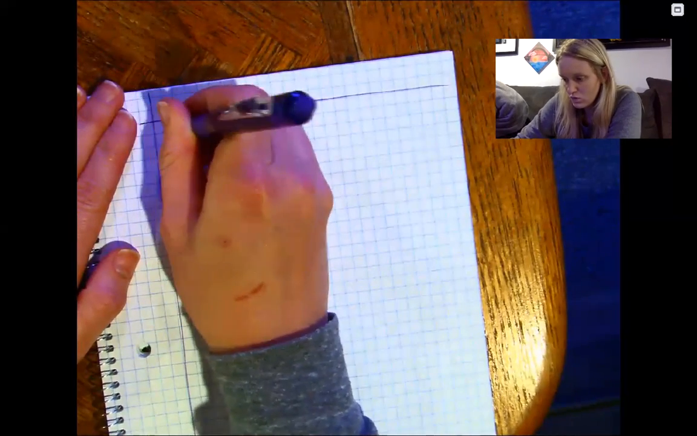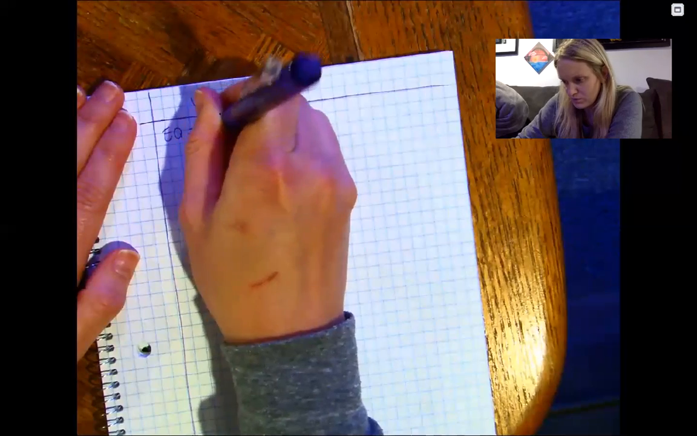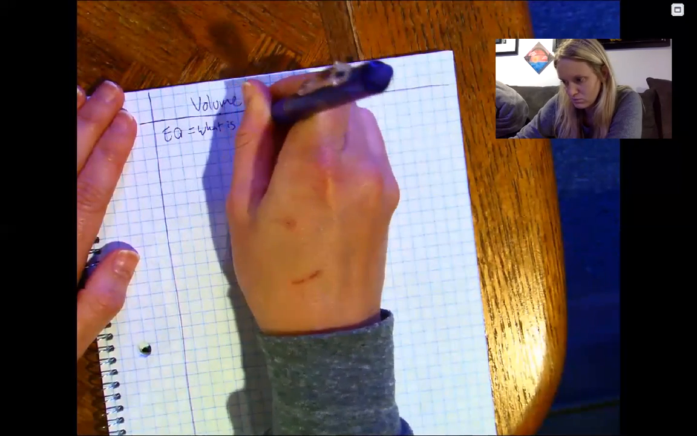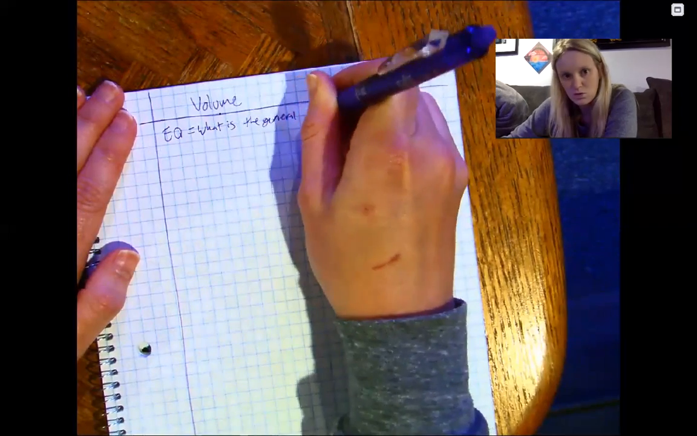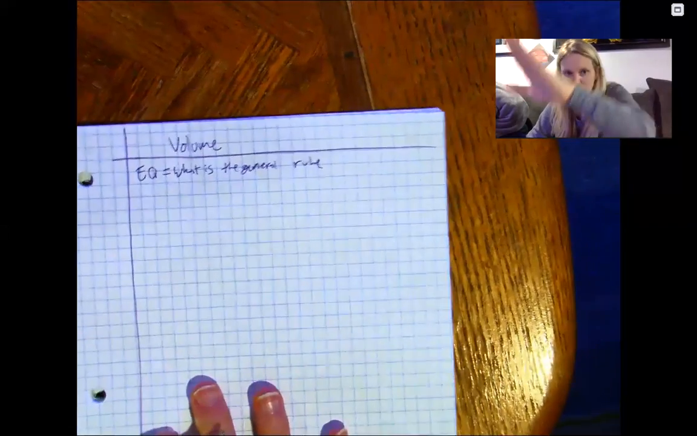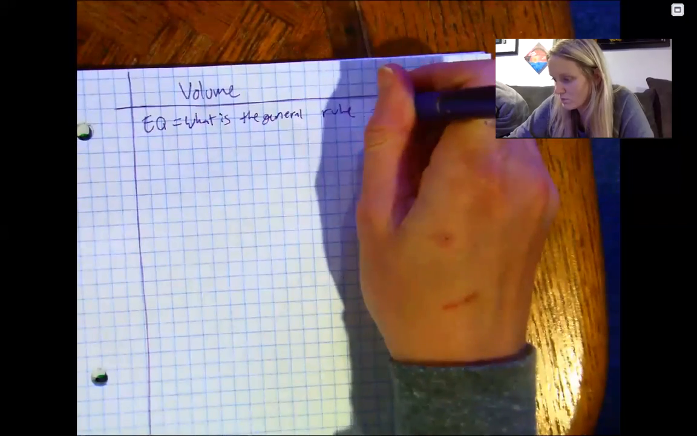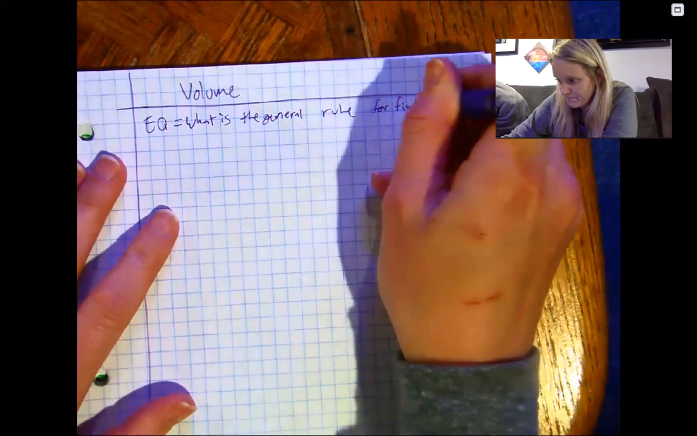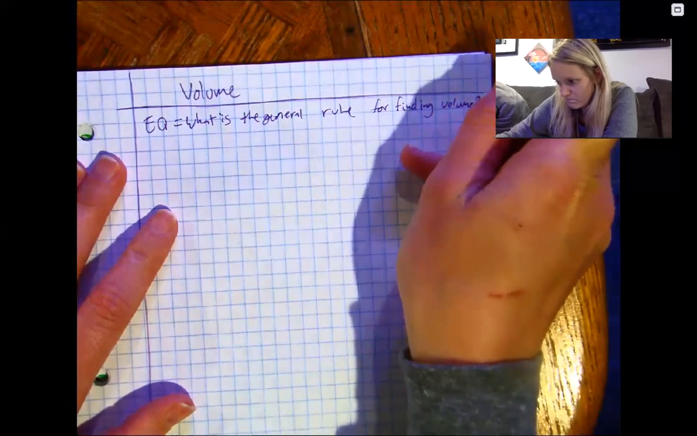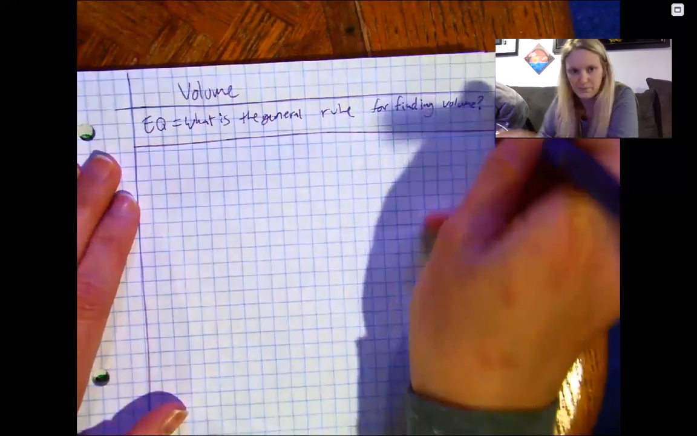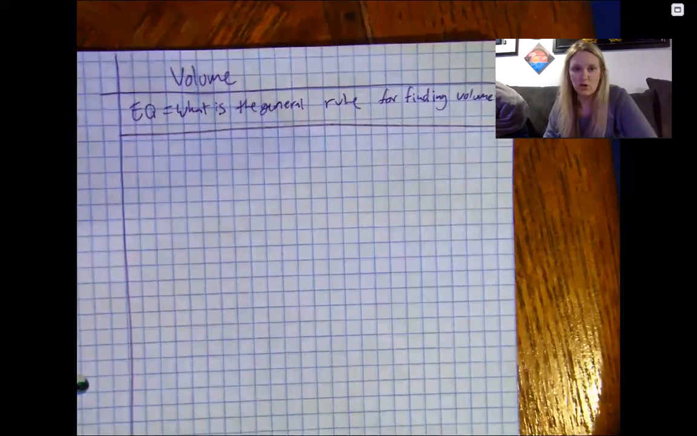EQ: What is the general rule for finding volume?